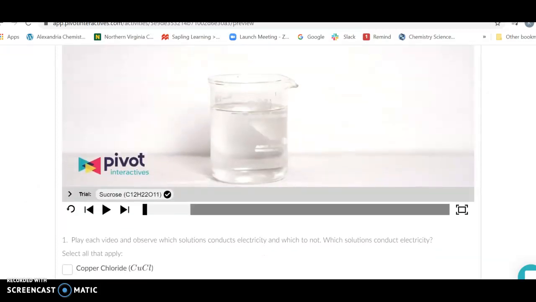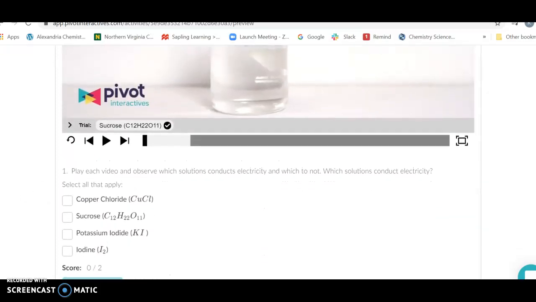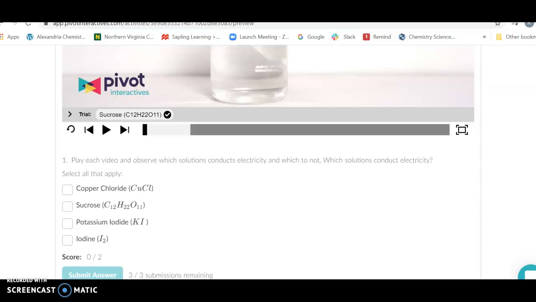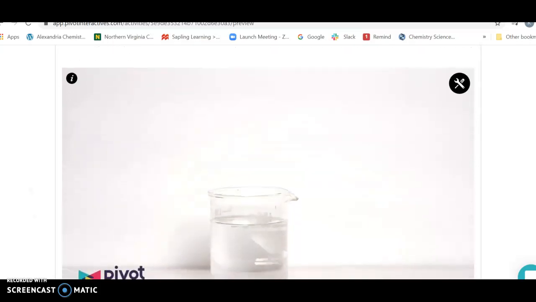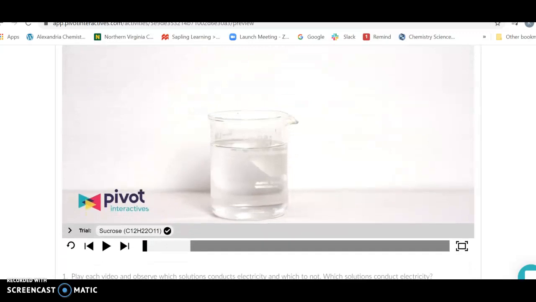We're going to look at molecules, and we're going to look at ionic compounds. Remember that molecules are going to be made from nonmetals. Ionic compounds are going to be made from metals and nonmetals, and we're going to consider conductivity. We're going to consider their melting points. So what we're going to do is watch the videos.